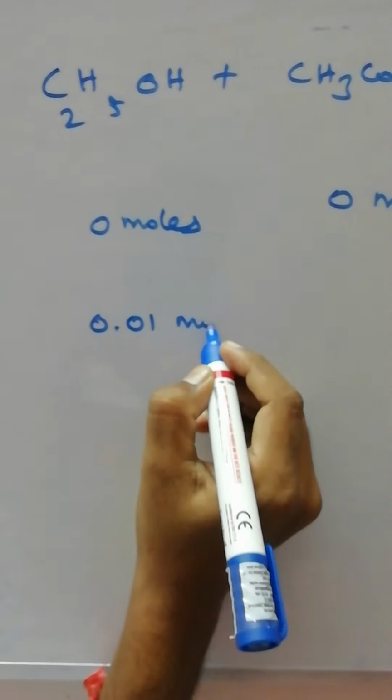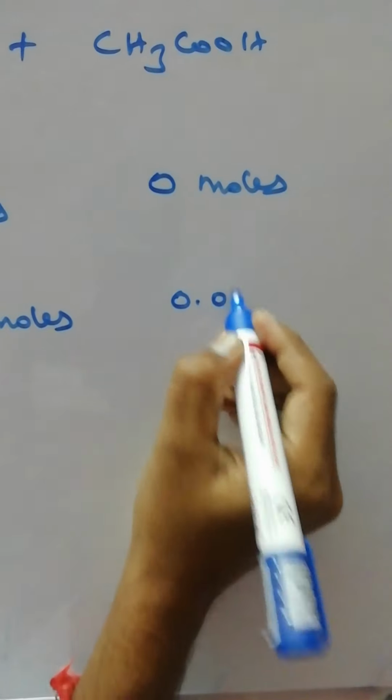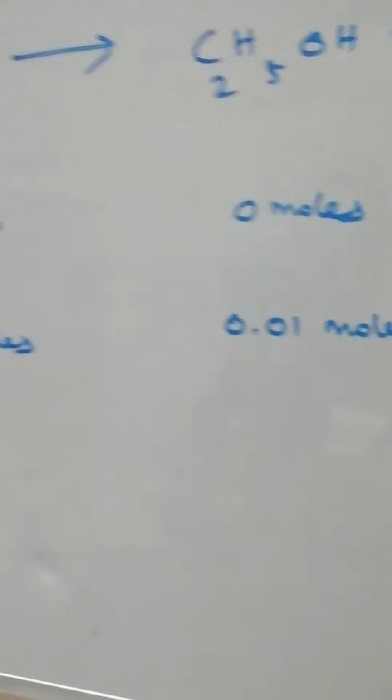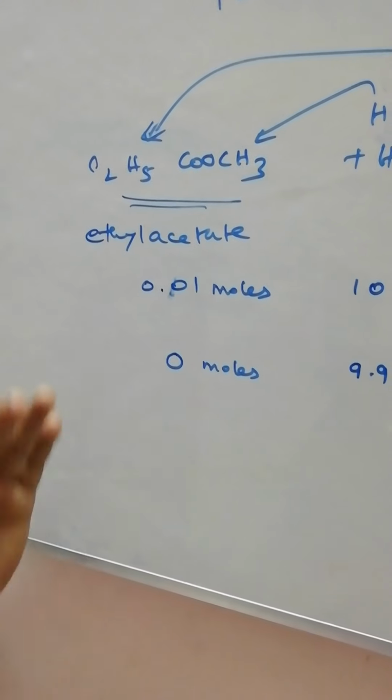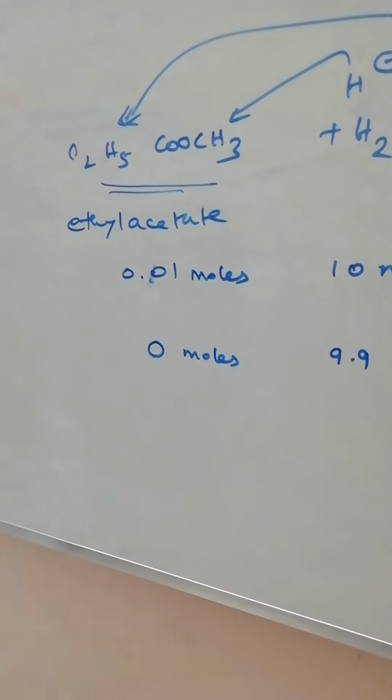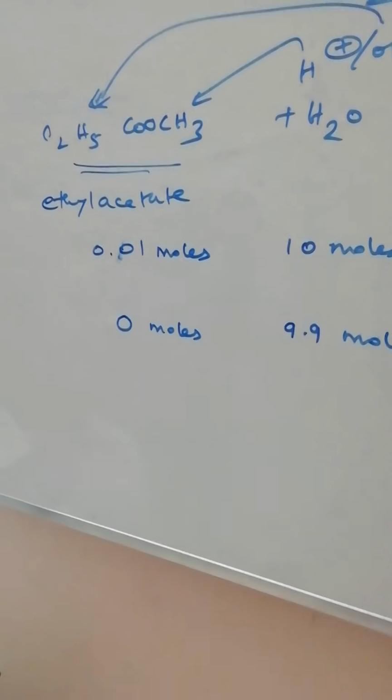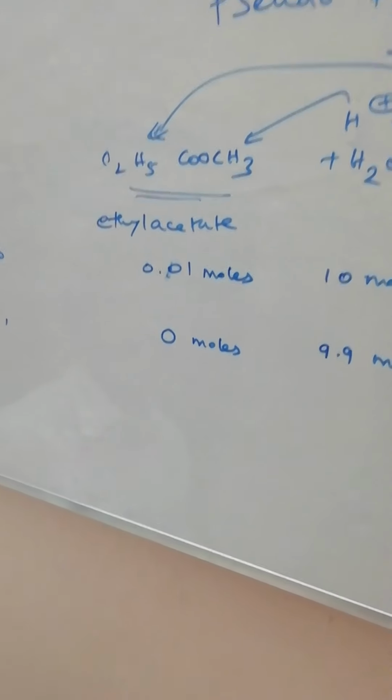0.01 moles formed as product. So this is the chemical reaction. From this chemical reaction, looking at these two, what is order? The sum of the powers of the concentration terms raised in the rate law, rate equation, rate expression.